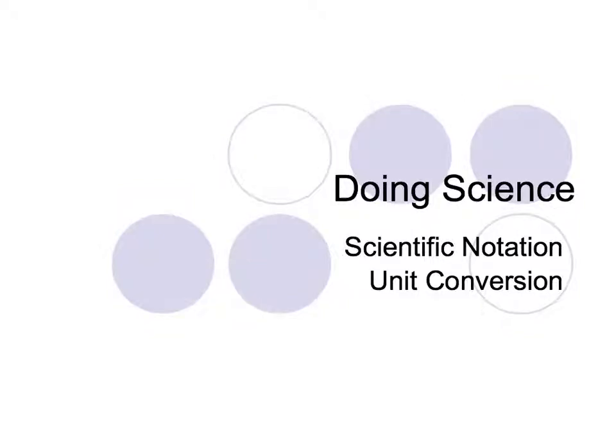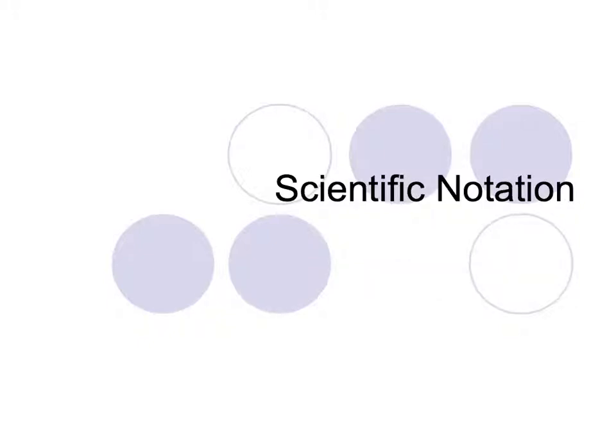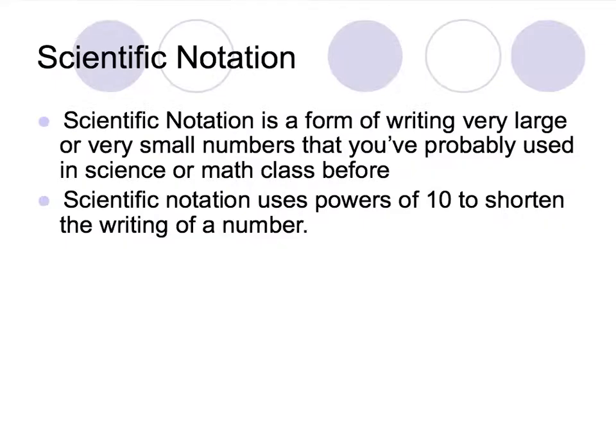Okay, ladies and gentlemen, today we are going to start with doing science, and we're going to focus on scientific notation and unit conversion. Scientific notation, you've probably used it before. It looks something like this: 4.5 times 10 to the, let's say, 6th power. This is something you've done over and over, so we're going to practice a little bit more. It's a way of writing either really big numbers or really small numbers, and it uses powers of 10.